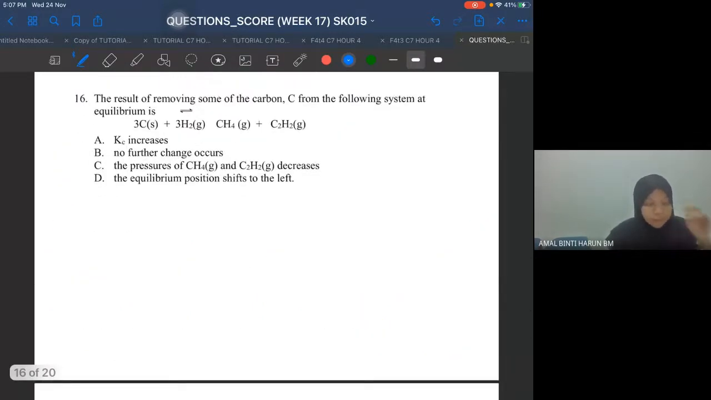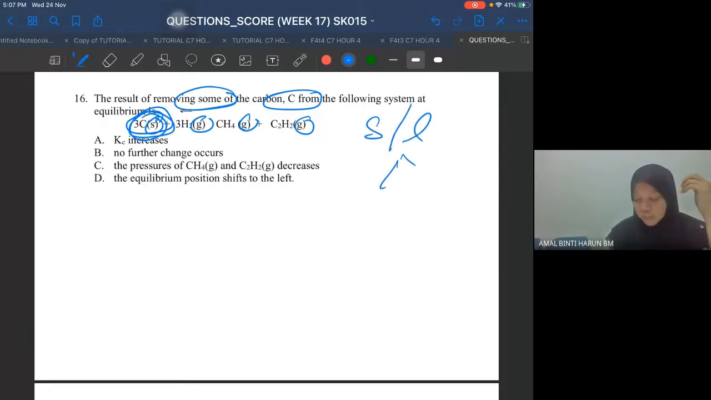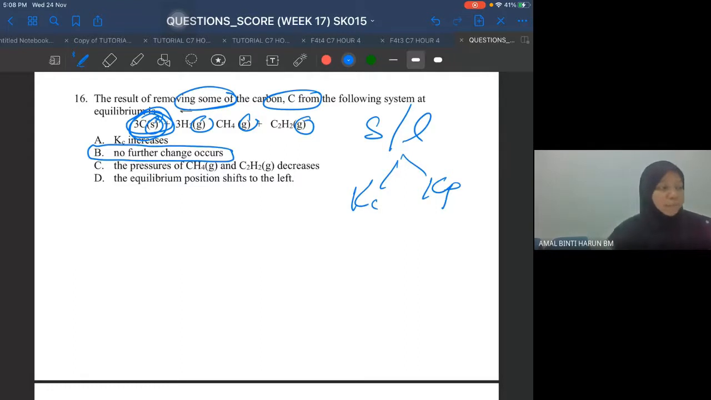Dia nak tanya soalan? Ada soalan lagi nak tanya? 16. Okay, ni tak payah kira pun. Alert lah dengan ni. What happened removing some of the carbon from the system? So carbon ni adalah dalam bentuk solid. So something solid ataupun liquid, dia tak akan menjejaskan Kc ataupun Kp. So no further changes occur.